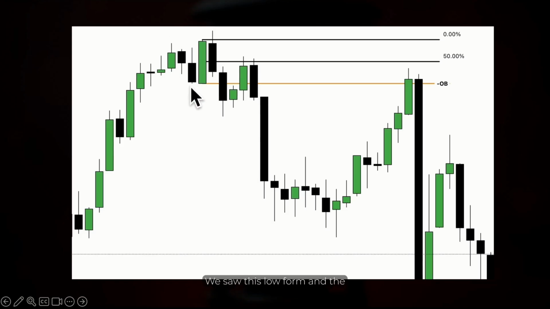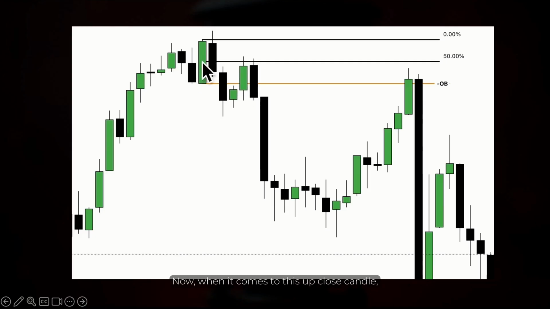We saw this low form and the market had one more push higher. Notice the size of this up close candle right here. This up close candle took out buy-side liquidity resting above this high. The next candle opens high and then displaces towards the downside. Meaning, notice that we see the market trade below the low of this up close candle right here, which is also the open. Notice that we see a CB form right here, which we'll get to in a bit. And we see the market retrace into this up close candle.